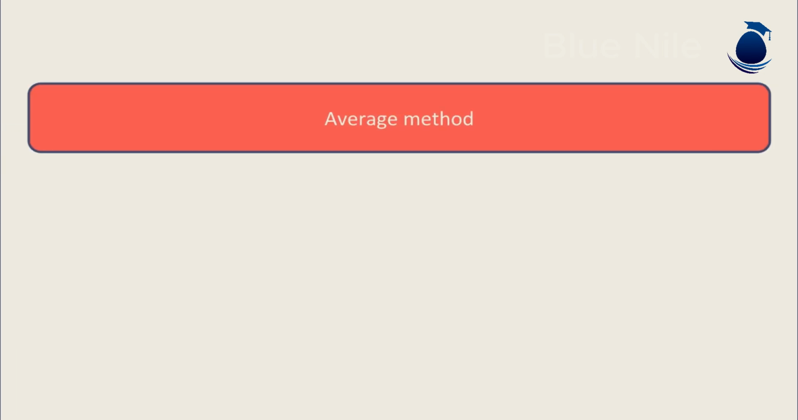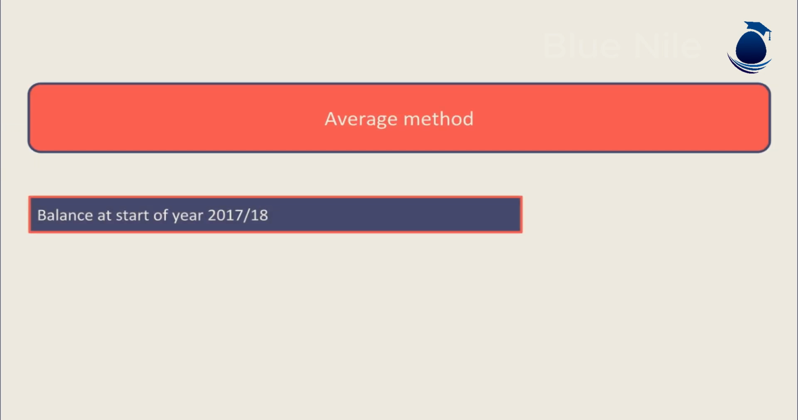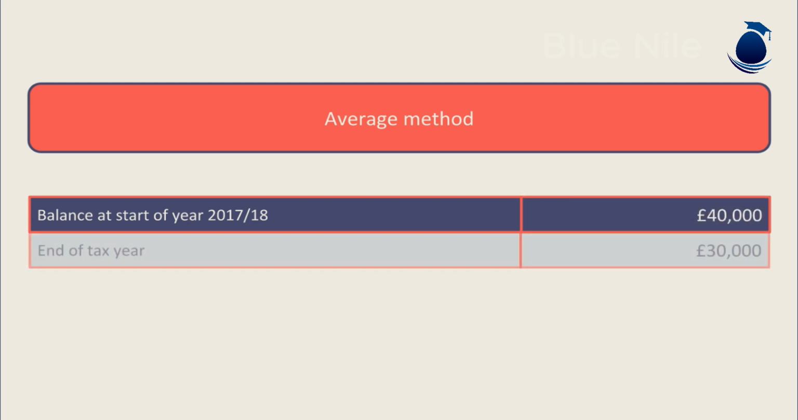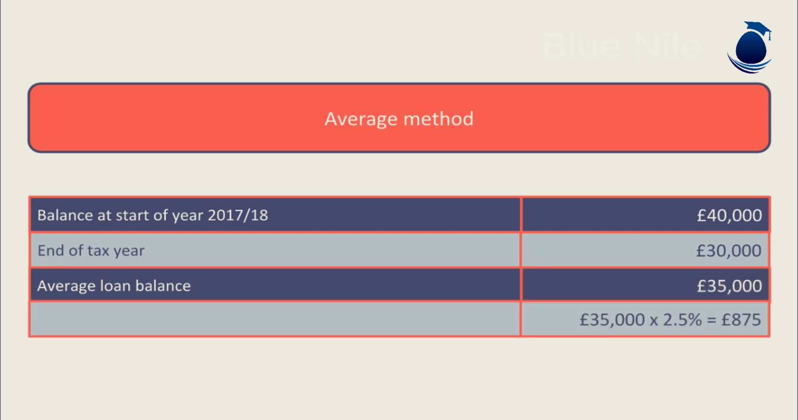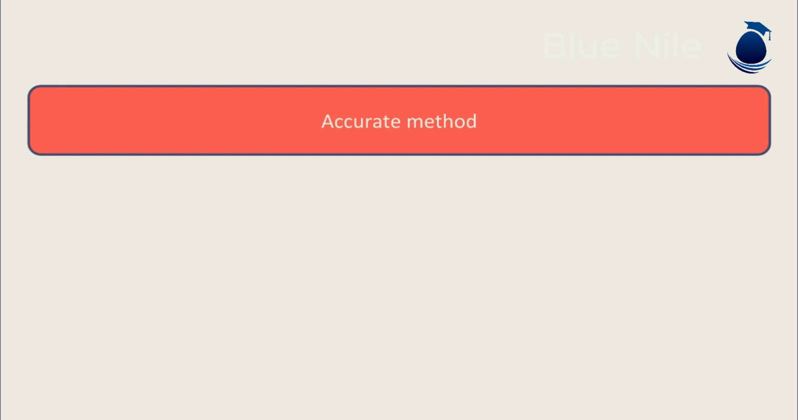Using the average method, the balance on the loan at the start of 2017-18 is £40,000, which has reduced to £30,000 when we get to the end of the tax year. Adding these and dividing by 2 gives us an average loan balance of £35,000 on which interest would be charged at 2.5%, so £875.